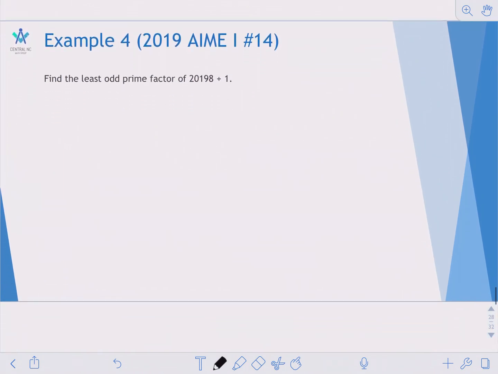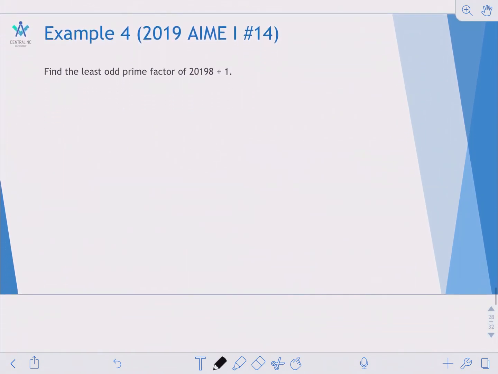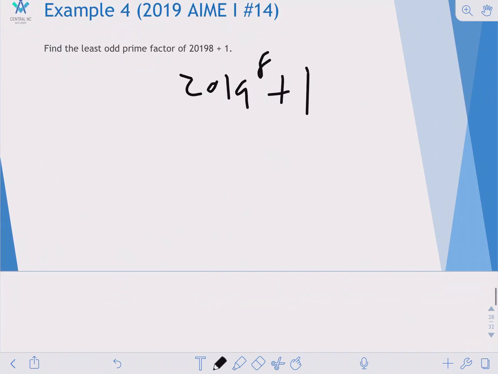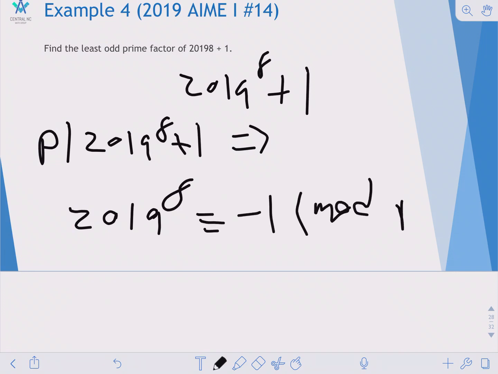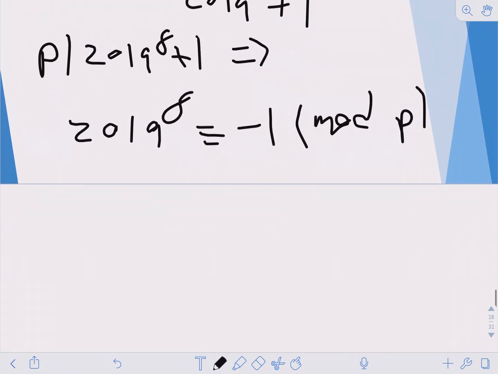Alright, now that's out of the way, let's do an AMC problem. Find the least odd prime factor of 2019 to the 8 plus 1. I apologize, but the superscripts are messed up in this PowerPoint. Suppose p is an odd prime factor of 2019 to the 8 plus 1. That means 2019 to the 8 is congruent to negative 1 modulo p.